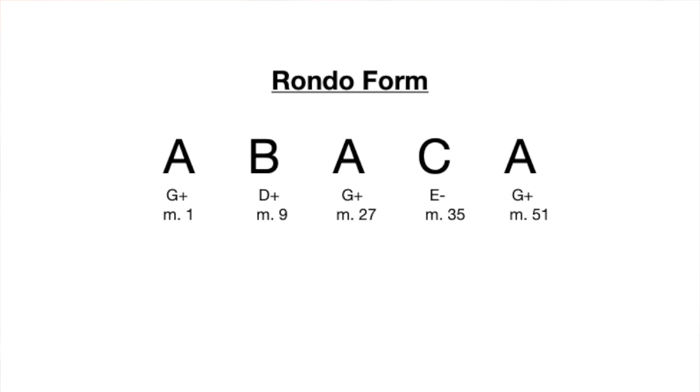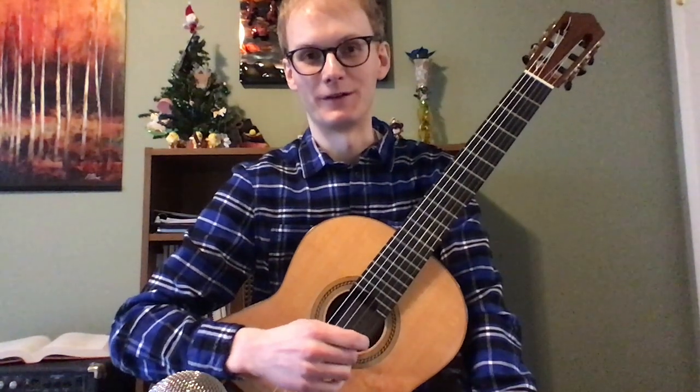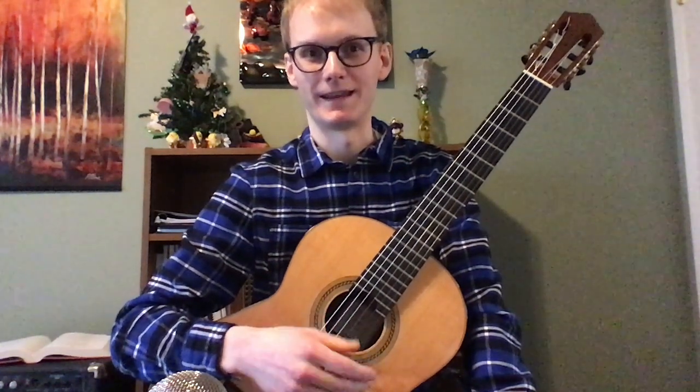Following the C theme, we once again have the A theme, which starts in the pickup to measure 51. This is again in G major, and it goes all the way until pretty much the end of the piece. There's just a little bit of some extra closing material added in to finish up the song. This stuff that sounds like this. So there you have it, a very typical rondo in the form of A-B-A-C-A.